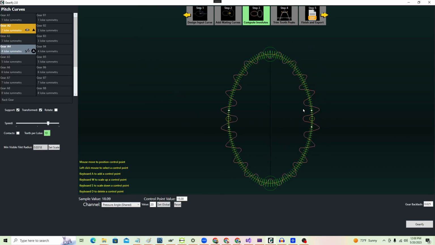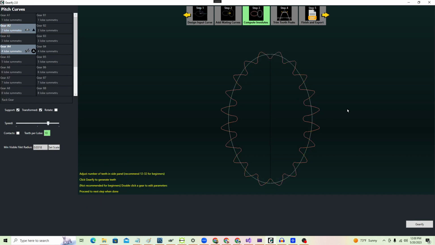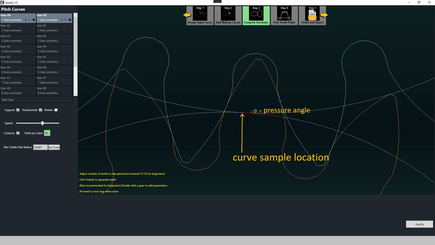Like all variable curves, you can vary the pressure angle continuously to find values that are locally optimal. The pressure angle will at all times be sampled from the variable curve at the point of contact between the pitch curves. Since this is a shared attribute, that value will be consistent for all gears.